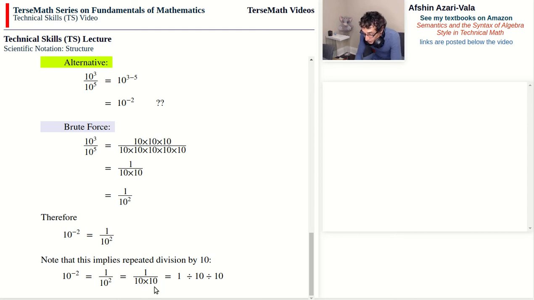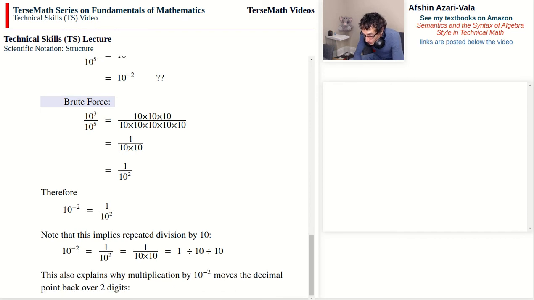And if you recall, in one of the earlier videos on decimals, on multiplication and division, I believe it was, I did mention that this is a key micro skill for you to know: if you're dividing by a product, you end up dividing by each of the factors. So this is the same as 1 divide by 10 and then divide by 10 again. And you notice that a negative exponent will lead to repeated division by 10. And that in turn implies that the decimal point moves back. So if you are multiplying by 10 to the power of negative 2, the decimal point moves back over 2 digits.